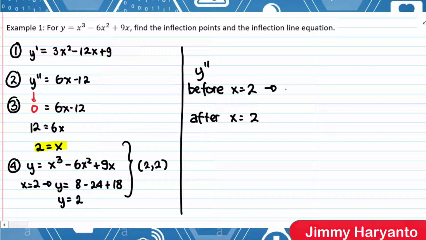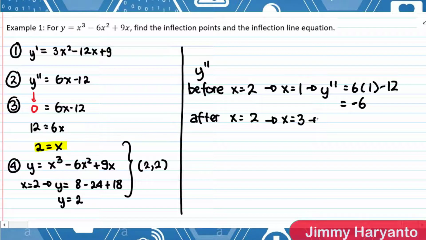So we can say that before x equals 2, maybe x equals 1. For x equals 1, the y double accent will be 6 times 1 minus 12, so the value will be negative 6. And then for x more than 2, we take x equals 3. For x equals 3, you will have y double accent equals 6 times 3 minus 12. So y double accent will be 6.